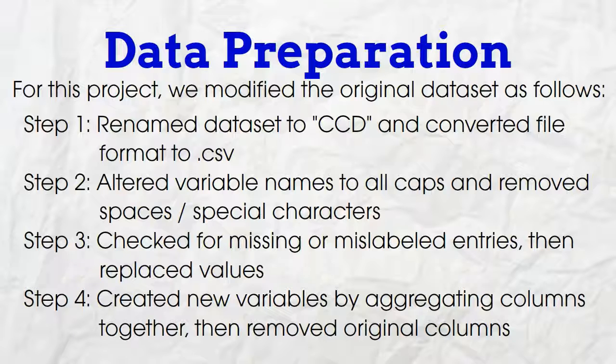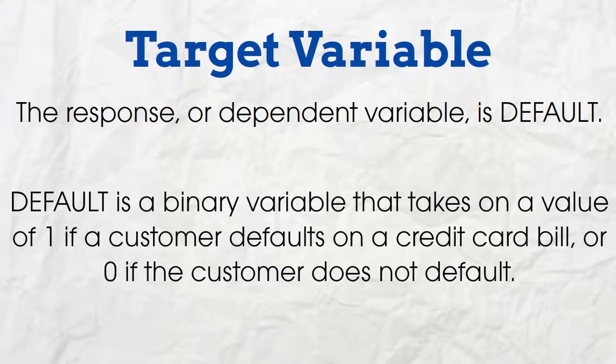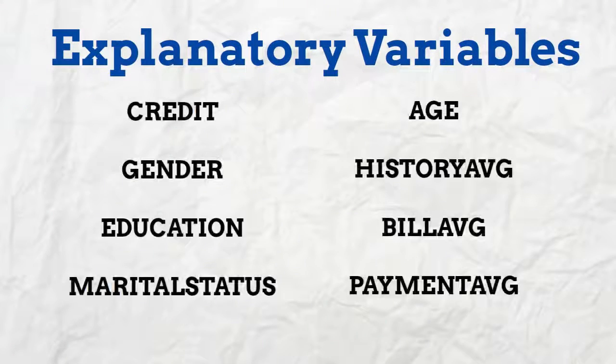Then I checked for missing or mislabeled entries and replaced any values for these. And last, I created new variables by aggregating columns together, and then I removed the original columns. The target variable, also called response or dependent variable, is default. Default is a binary variable that takes on a value of 1 if a customer defaults on a credit card bill, or 0 if the customer does not default. Here's a list of the input variables.